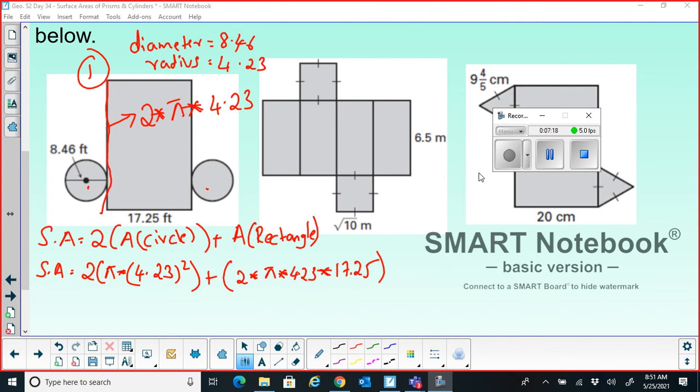So once I simplify this, I am rounding only at the last final answer, and I get surface area as 570.893. Okay, I get this as my surface area. Just give me a second. Okay, you all can try the same way.